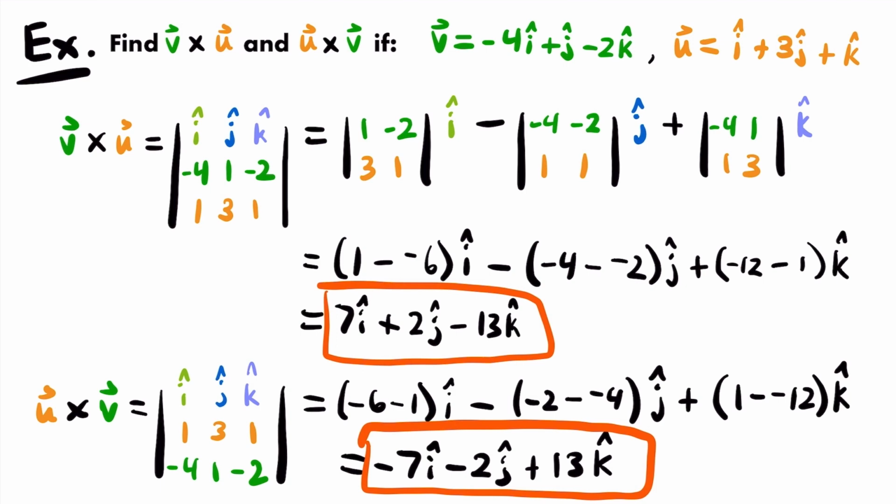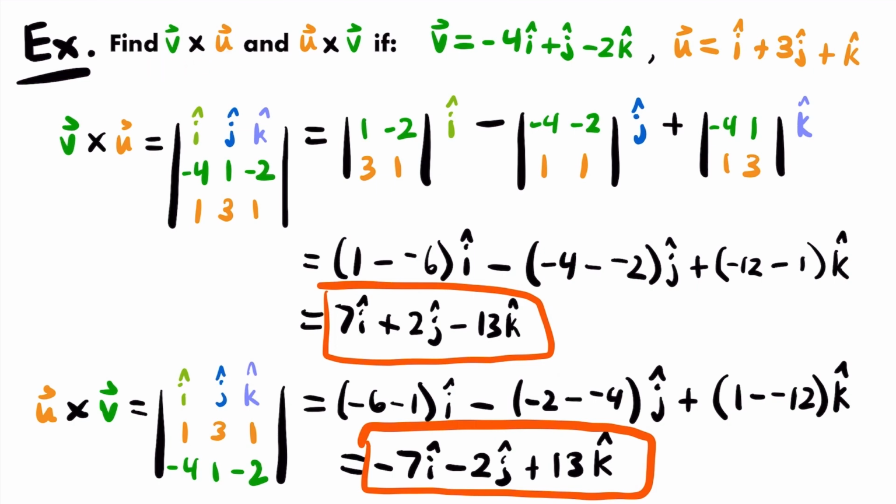Okay, so that should confirm what we talked about earlier. If you reverse the order of the cross product, you get the same vector, but in the opposite direction. Whenever you multiply a vector by negative 1, or whenever you negate a vector, you end up reversing the direction of that vector. Okay, so that was our example of calculating the cross product between two vectors.